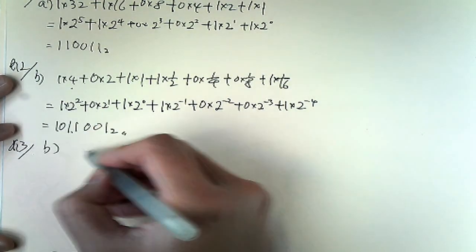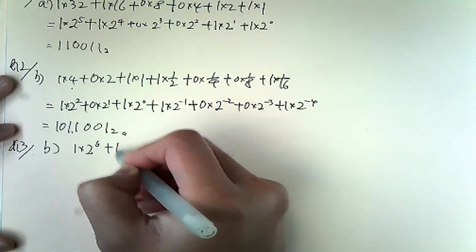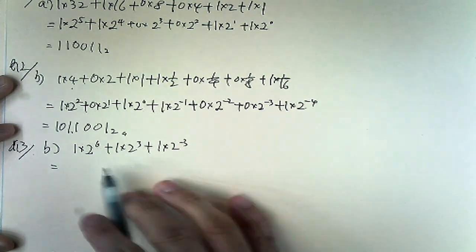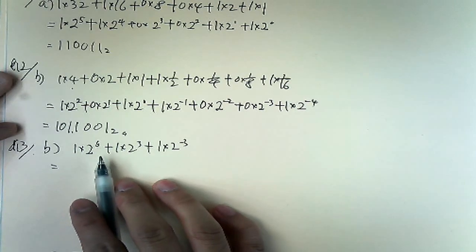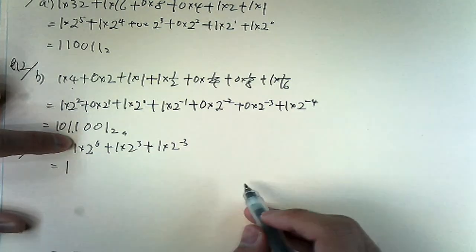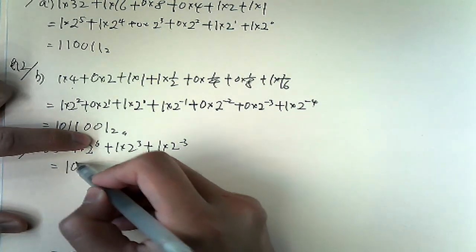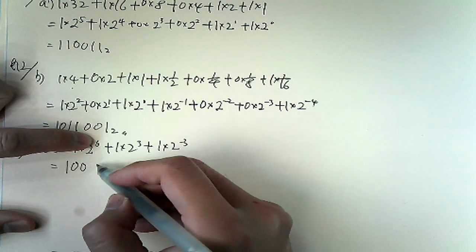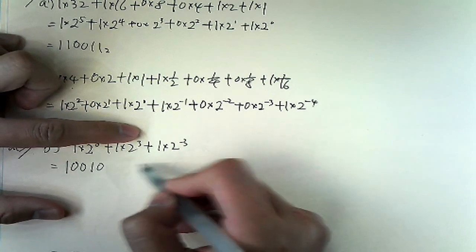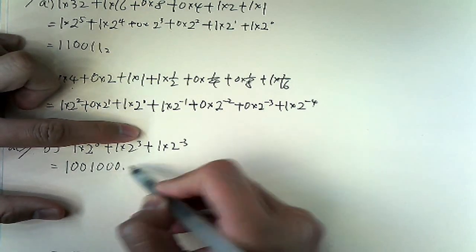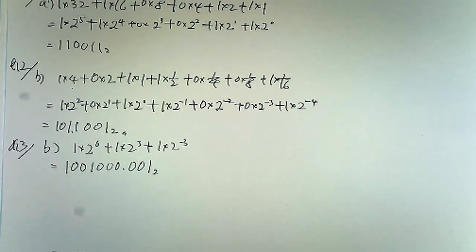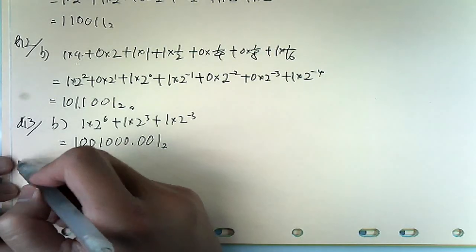I will do B. 1 times 2 to the power 6 plus 1 times 2 to the power 3 plus 1 times 2 to the power minus 3. So here we are missing some of the 2 to the powers, right? So start from the 6. You have 1, but you don't have 5, right? You put it 0. You don't have 4, so make it 0. You have 3, right? But you don't have 2, you don't have 1, you don't have 0, okay, point. But you don't have minus 1, you don't have minus 2, but you have minus 3, okay? It's okay?